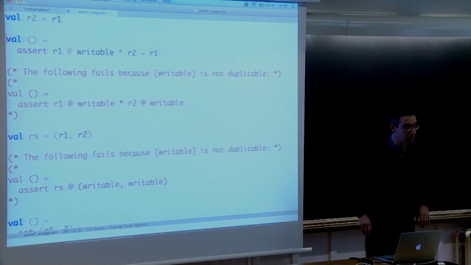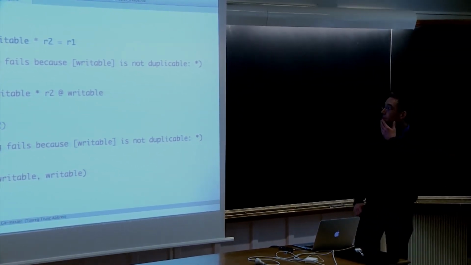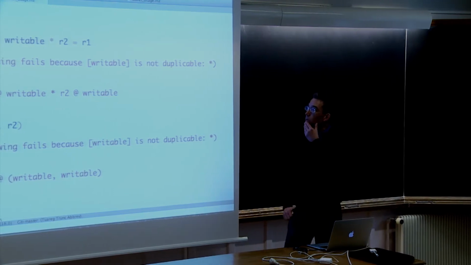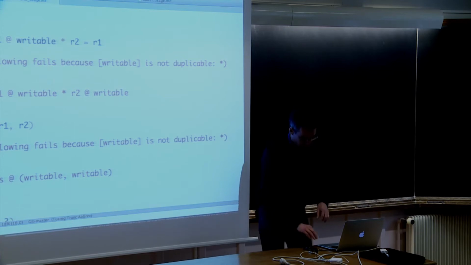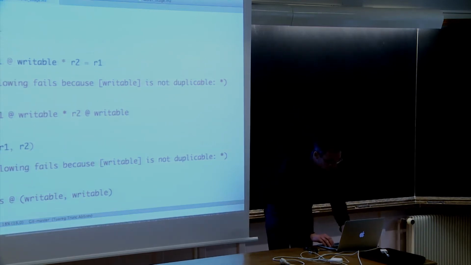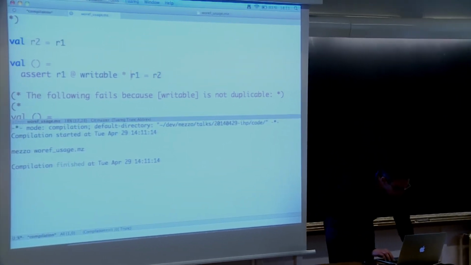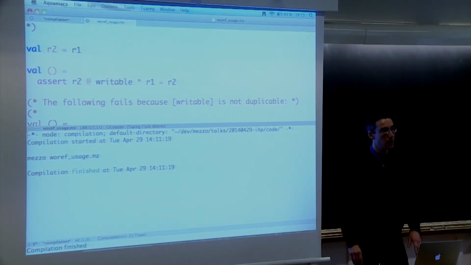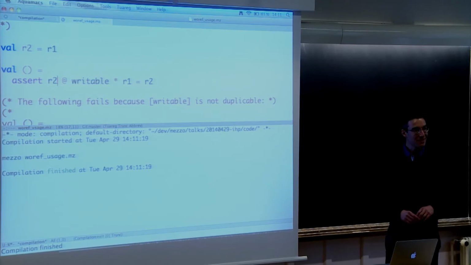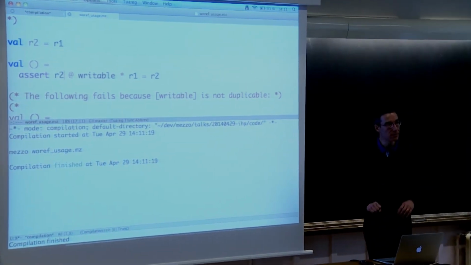It's separating by default. Do you swap R1 and R2 in that example? What do you mean by swapping? Assert R2 at writable and R1 equals to R2. Oh yes, equality is as usual. It's symmetric, reflexive, transitive. So this works, and you would want to say R2 here. This should work too. Yes, yes. So it's able to make deductions. As long as equality is involved like this, it's okay.